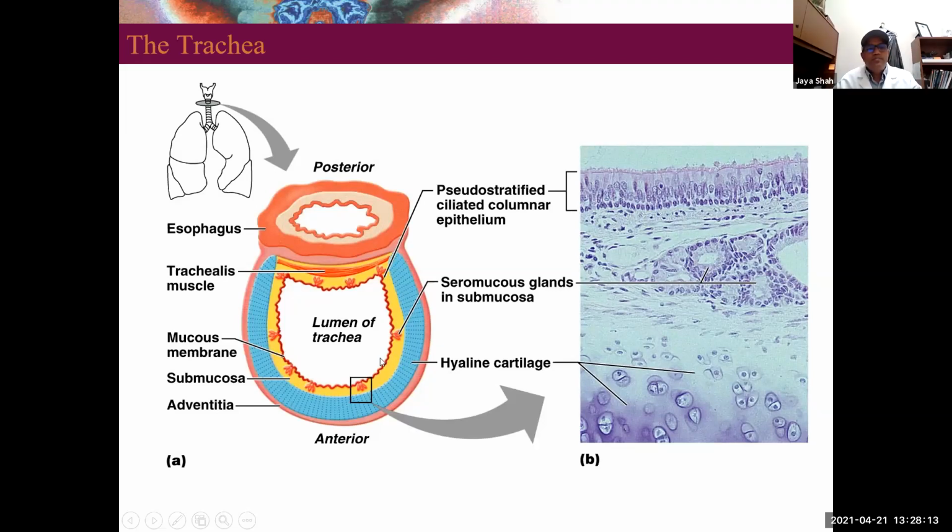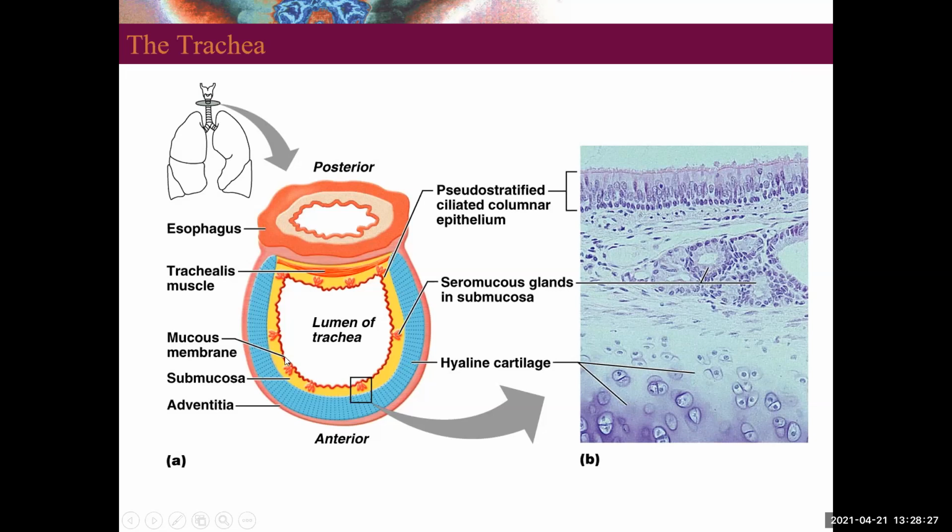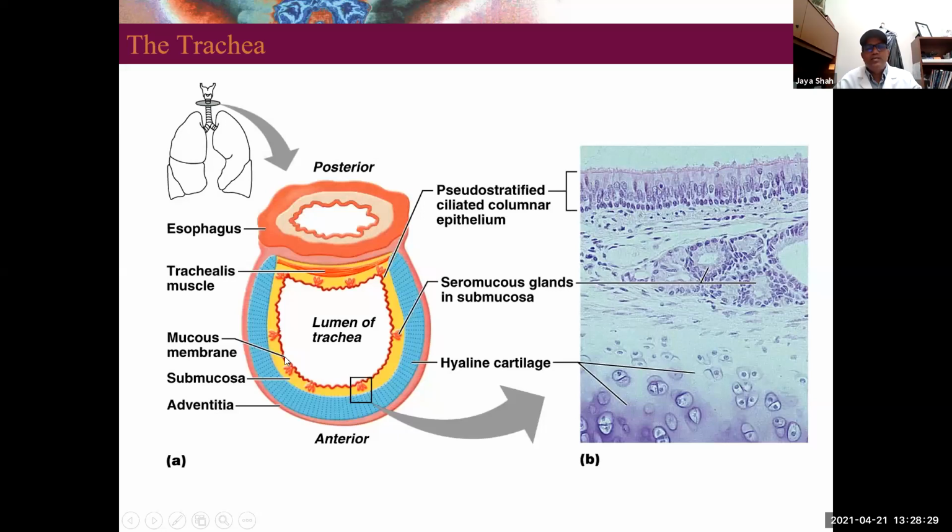And then this maroon lining epithelium is the mucous membrane. What kind of mucous membrane is this in the trachea? Pseudostratified ciliated columnar epithelium. And then you see some glands in the mucosa, which are coming from the submucosa.